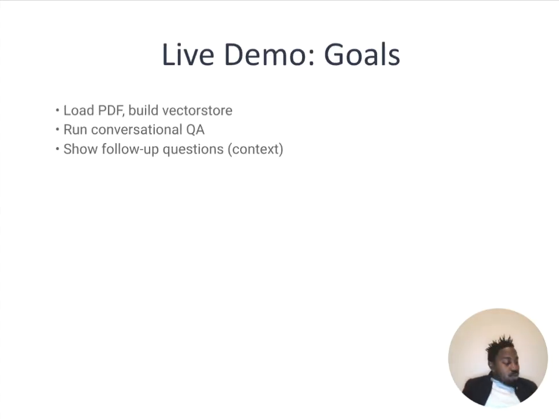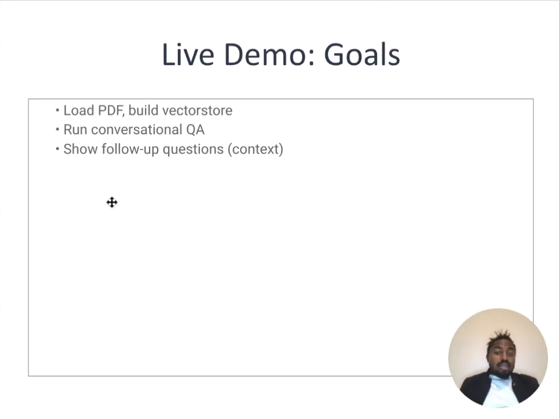So now let's do a quick live demo on building a RAG pipeline. The goal would be to have that pipeline running, have a vector store that we will load a PDF file into, and try a conversational interaction with the AI. So let's do that and come back.